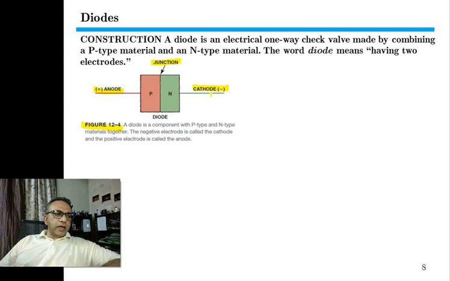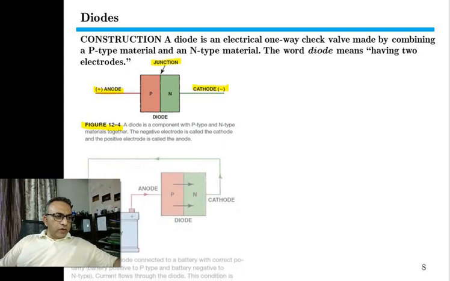And this junction is also called the depletion region. When we forward bias the diode, the depletion region will decrease in width. When we reverse bias the diode, the depletion region will increase in width. And as we go on increasing the reverse bias voltage, one voltage will come when the depletion region will touch the outer boundaries of the anode and the cathode. At this time we will get a short circuit, and the diode will conduct even when it is reverse biased.